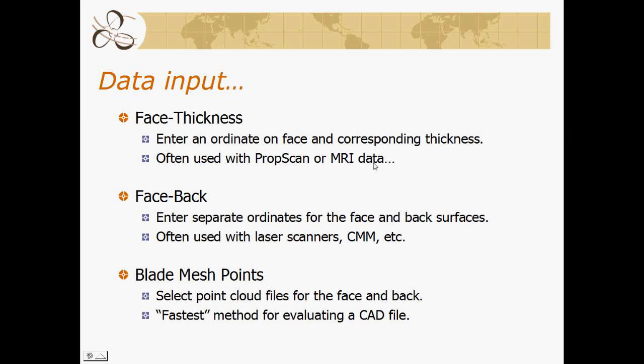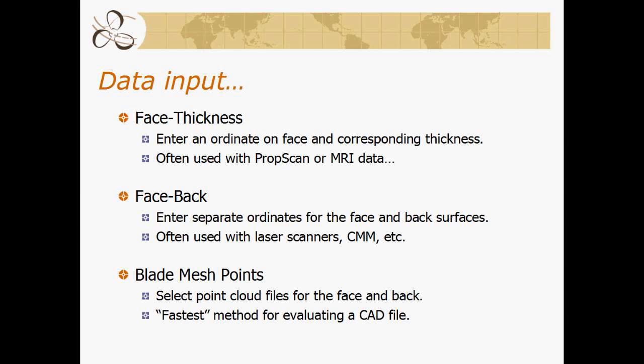Scan Converter can take data in 3 different forms. The first form is a face thickness. We call it Scan Converter face thickness mode. What happens is we'll measure an ordinate on the face of the propeller, and then we'll get the corresponding thickness to the back surface. And this way we only really have to measure one side of the propeller and then take some thickness measurements. That works very well with the PropScan or the MRI because you don't have to necessarily flip the propeller over and measure the other side. You can just go through your inspection process and take a few thickness points in order to get all the data you need.